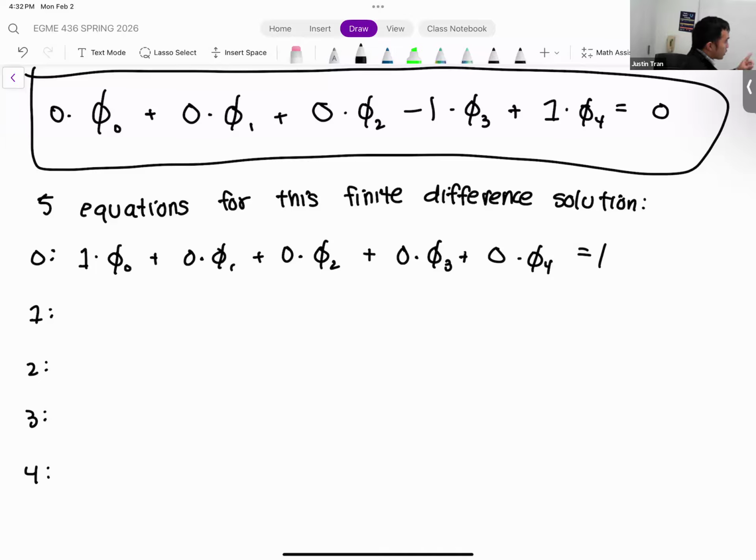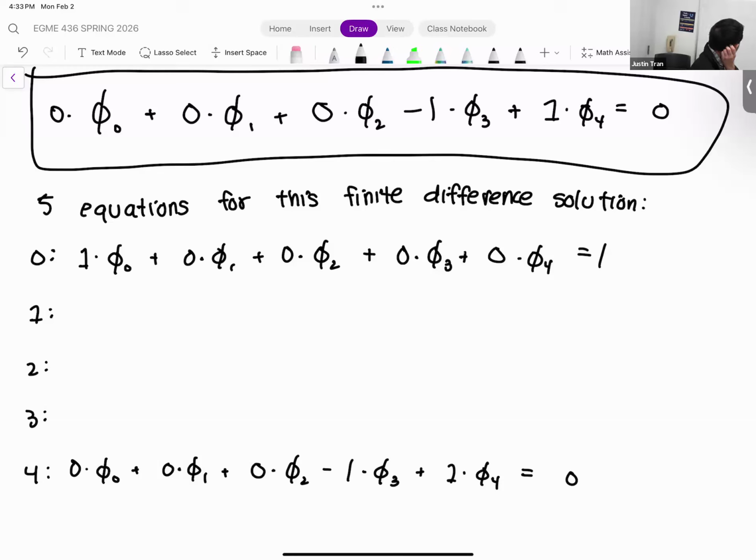And then, just because we have it right above there, let's go ahead and write out the last equation, which is our Neumann boundary condition. So it's 0 times phi 0 plus 0 times phi 1 plus 0 times phi 2 minus 1 times phi 3 plus 1 times phi 4 is equal to 0.